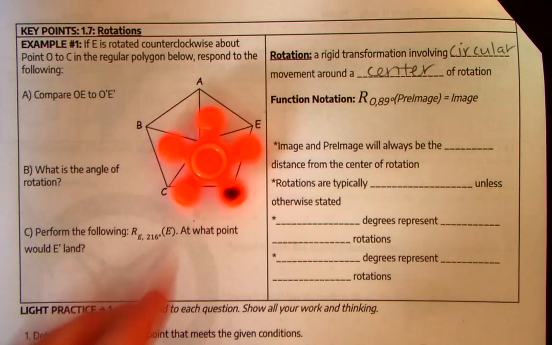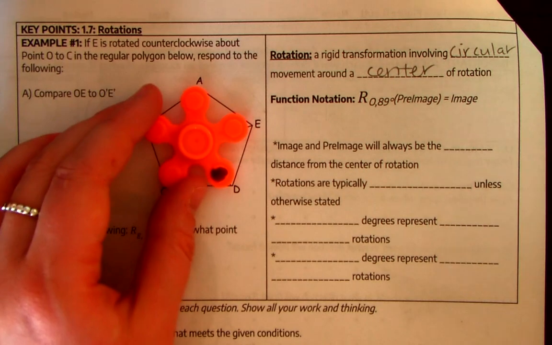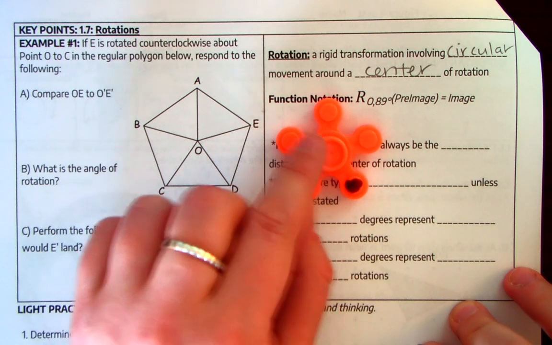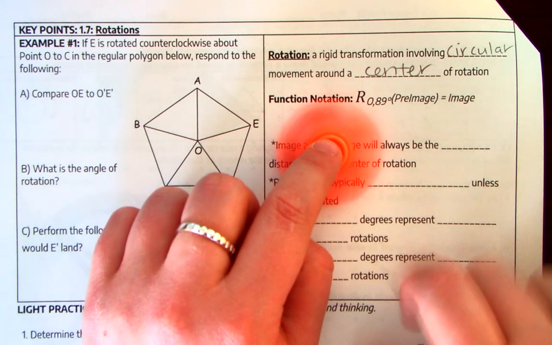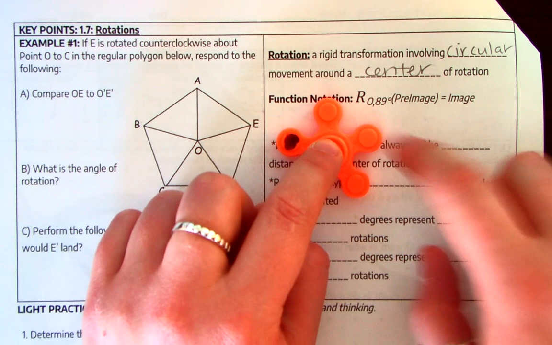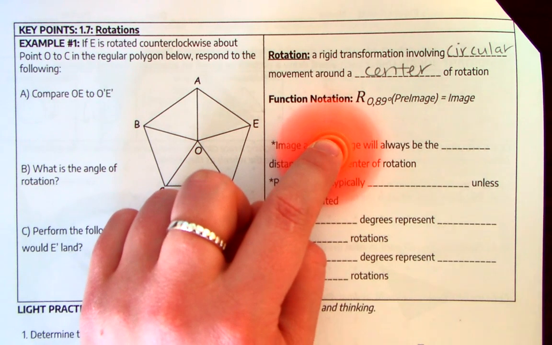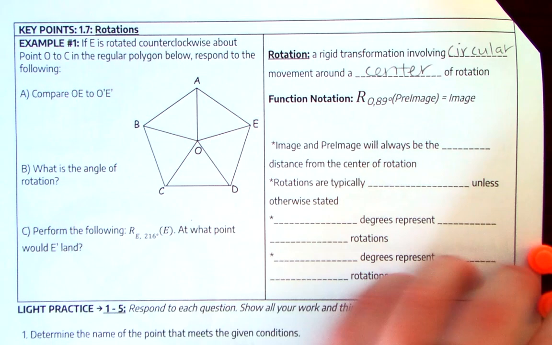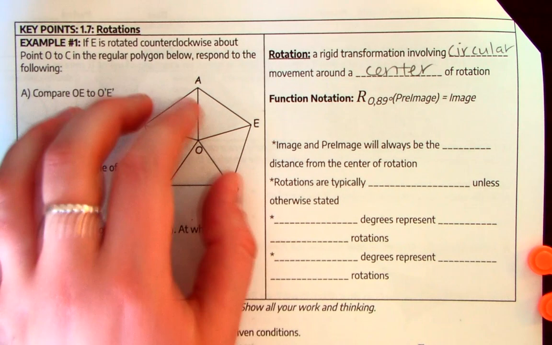So this is an example of a rotation. When we take this, we're rotating this little fidget guy around this center. The center doesn't move, notice, right? We're just spinning all the points on the outside around that center. Okay? So I'm going to go through this example to see some more.